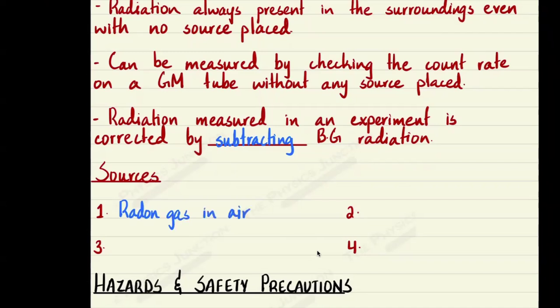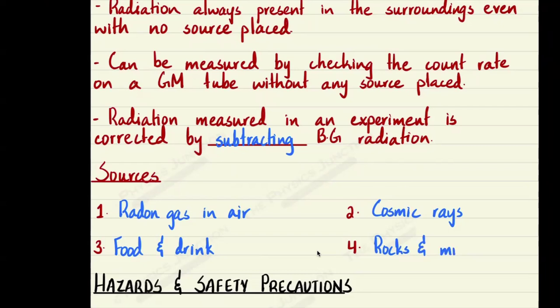So common sources of background radiation: you have something called radon gas in air, which contributes to background radiation. You also have cosmic rays from the sun, which are an important source of background radiation. Apart from this, food and drink often do also have sources of radiation. For example, the potassium in bananas also contributes to the background radiation. And lastly, rocks and minerals often also have elements which are naturally radioactive, and they also contribute to the background radiation.